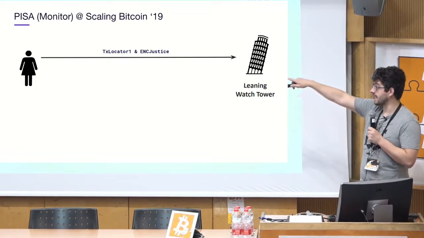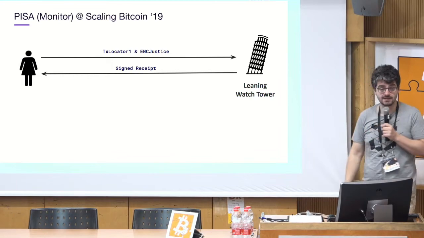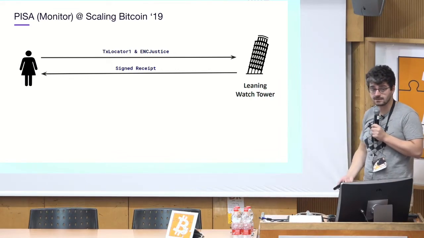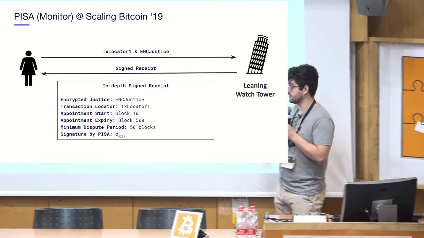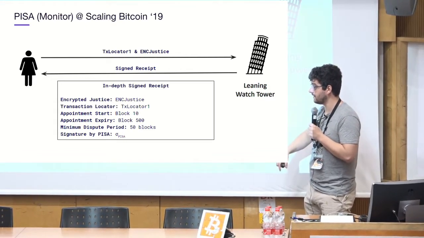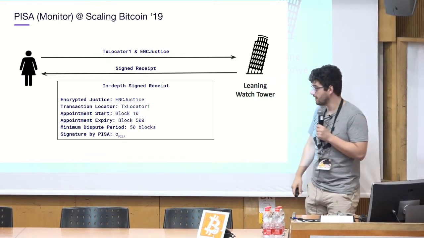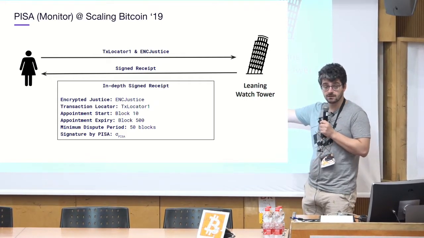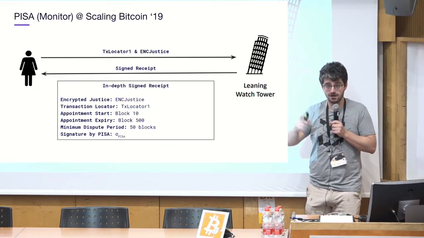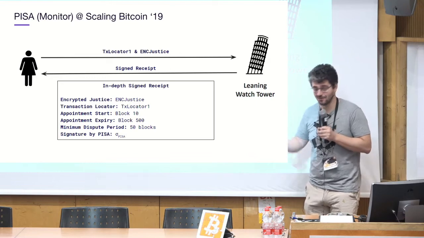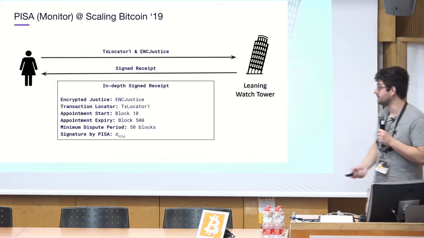You send over the transaction locator, and again, the encrypted justice transaction. TESOD will send over the signed receipt. Now, what is this signed receipt? Basically, it includes the encrypted justice transaction, the transaction locator, when does the appointment start and expire? We're not going to watch it forever. The minimum dispute period, because it's very important that TESOD can actually resolve the dispute. If you set it to 1 block, well, we can't get it in 1 block. And there's a signature by TESOD to prove that we authorized it.